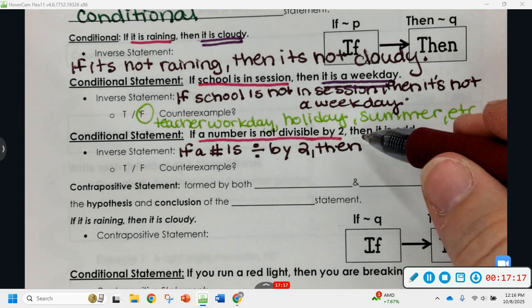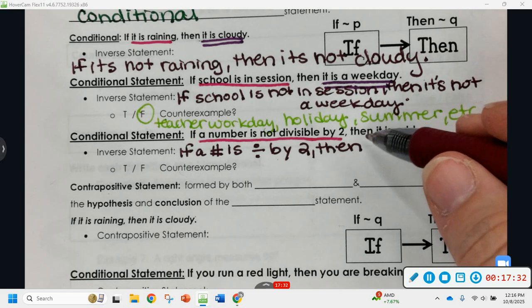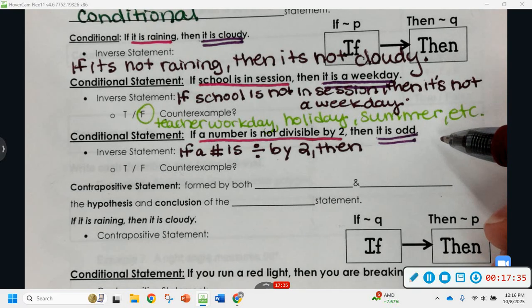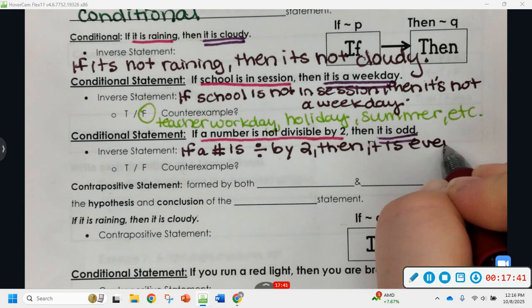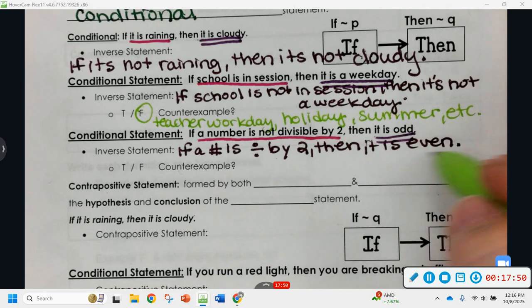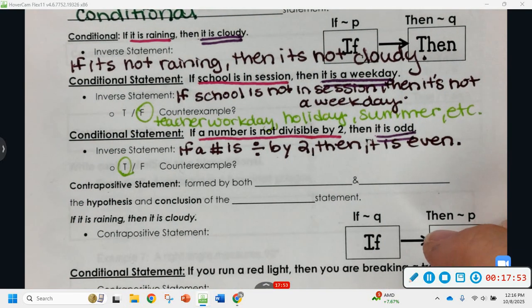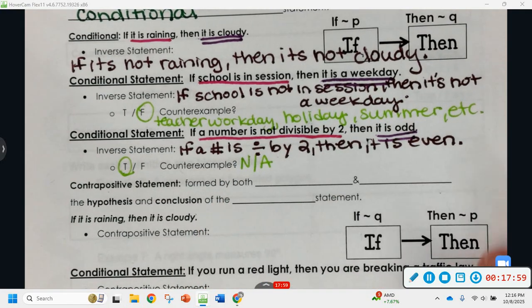Then you can say it's not odd, but another example I want to show you is that, remember, numbers are either odd or even. There's not really an in-between. So instead of saying, then it is not odd, I could change the word and say, then it is even. So you've got some options when you're writing these. So if a number is divisible by 2, then it is even. Yeah, that's actually true. So if it's true, is there a counterexample? No, there's not.